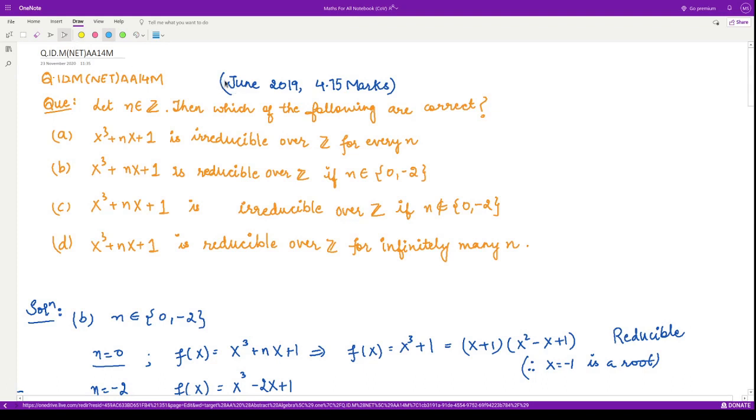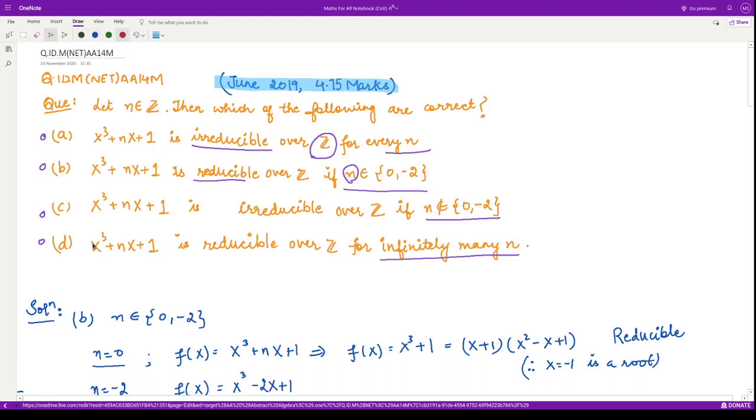In this video, we shall see a question from June 2019 consisting of 4.75 marks. The question says, if n be any integer, then which of the following is correct? Among these four, what is the correct option? They are given this polynomial x cube plus nx plus 1. Now they are asking whether this is irreducible or reducible over Z for every n, for n belonging to the set 0 and minus 2, for n not belonging to this set, and for infinitely many n. So let us see for what values of n the given polynomial is reducible or irreducible.